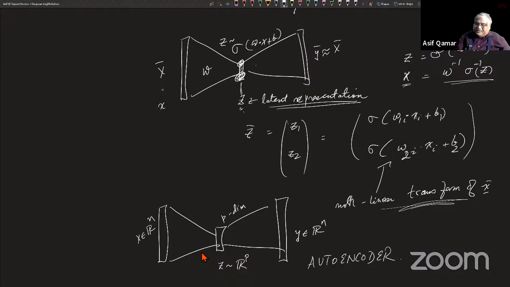The most simple variation is where the output Y is the same as the input. When you put this constraint, this whole bottleneck picture becomes the autoencoder. Are we together, guys?